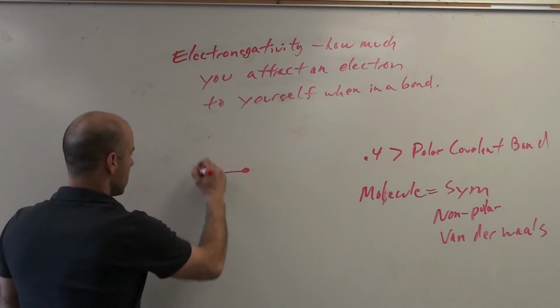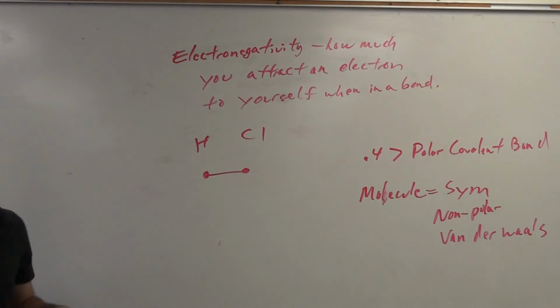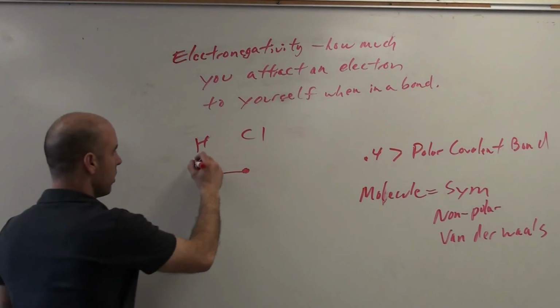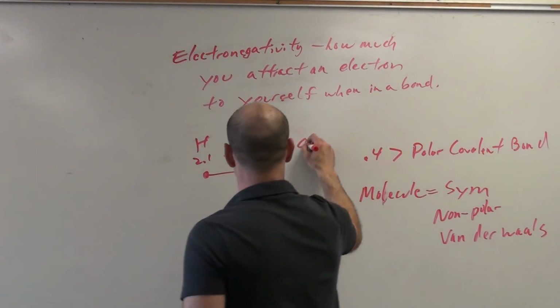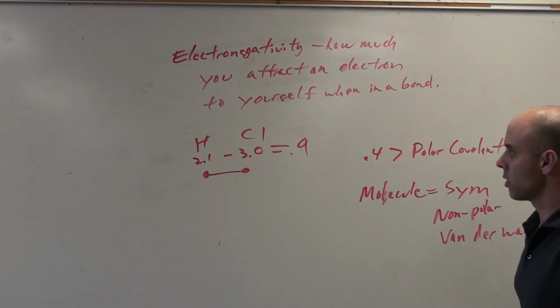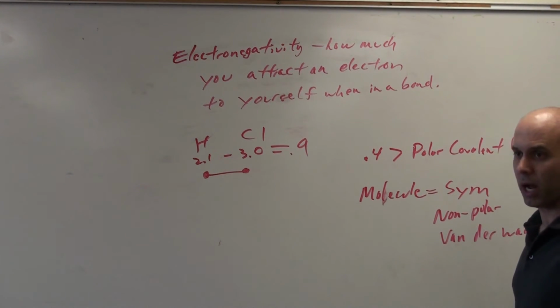So H is here, Cl is here, 2.1 to 3.0. You do the subtraction, it's 0.9. So it's a polar covalent bond.